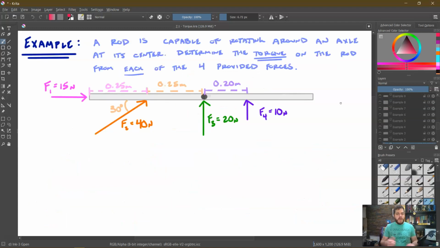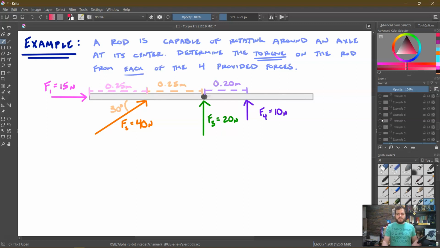Let's say we have a rod, and this rod is capable of rotating around an axle at its center. Let's say this is like an overhead view, and it can rotate like this. And we want to determine the torque on the rod from each of these four different forces. So I've got force 1, force 2, force 3, and force 4, and these are applied at different distances. Feel free to go ahead and do this on your own to find each of these torques. This would be good practice, but I'm going to jump in pretty quickly right now.